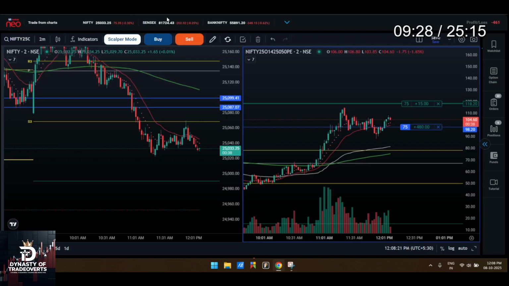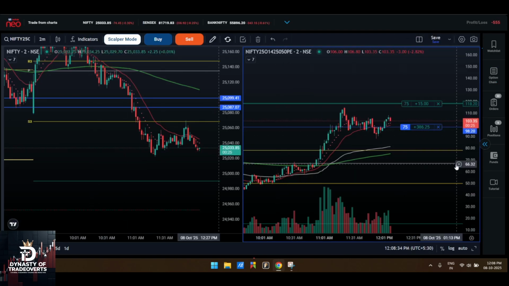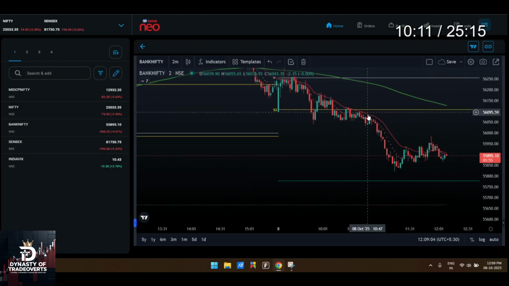Moving your targets and stop losses, you should never do that. You should fix your stop loss and target before you enter a trade. You should have a risk reward ratio, everything.